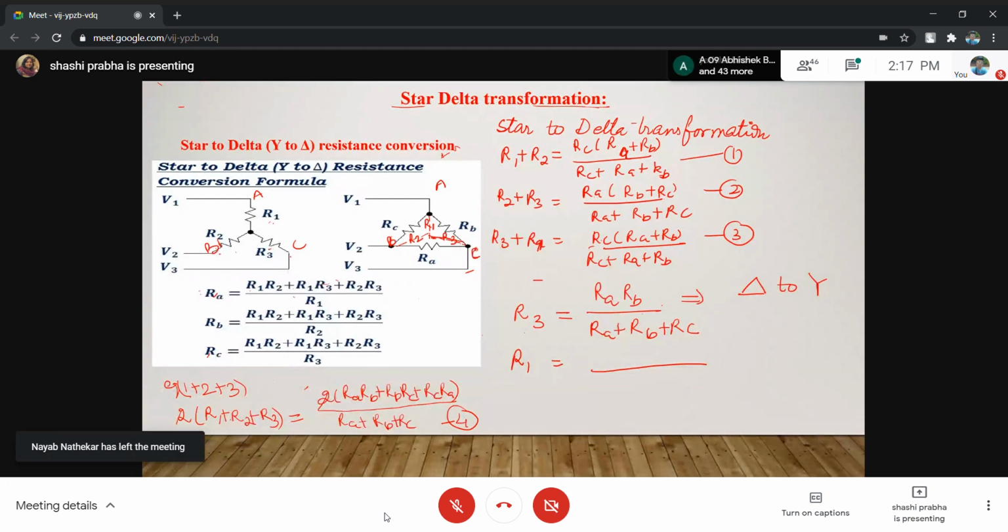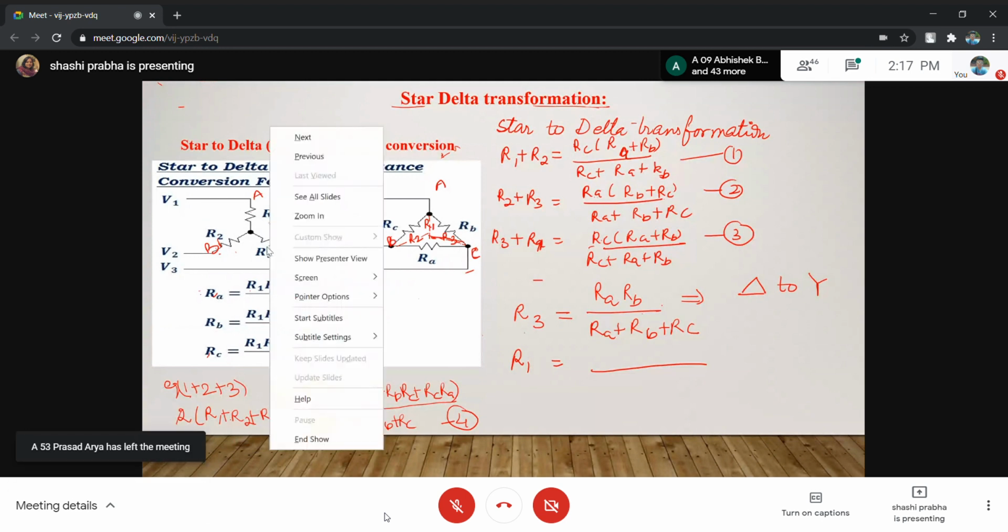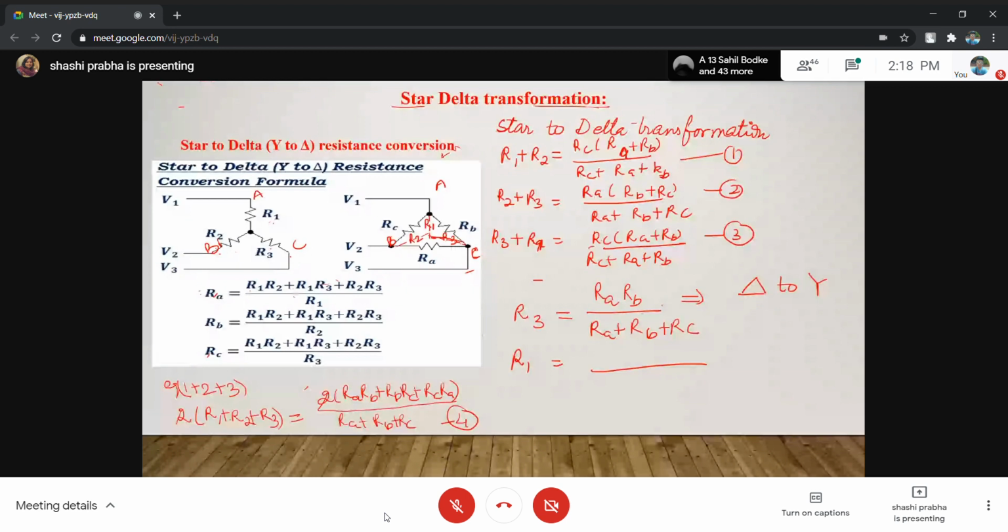R3 is equal to, हाँ, मुझे बता सकते हो कि व्हाट इज द सिमेट्री? R3 इज इक्वल टू व्हाट? RA RB. देखो R3 उसके बीच का रेजिस्टेंस है ना. R3 is equal to RA RB divided by RA plus RB plus RC. Similarly, if you want to find R1, R1 क्या होगा? R1 will be RB into RC divided by RA plus RB plus RC.